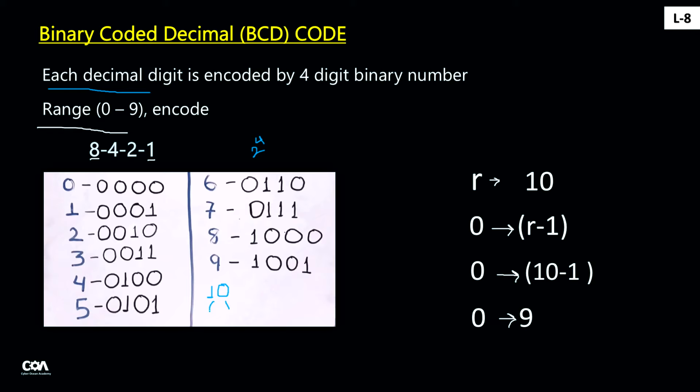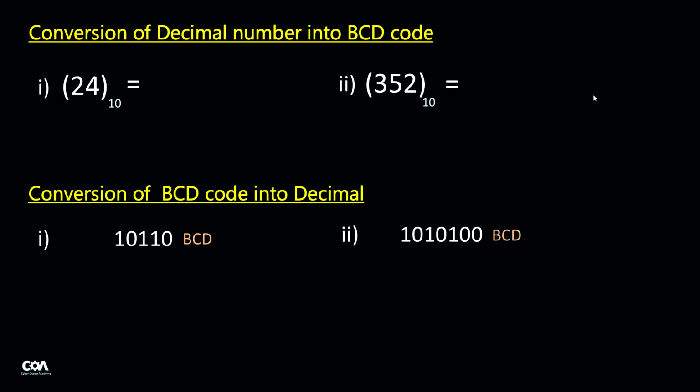So now how will we convert a number which is greater than 9 into BCD format? Let's see. Now, conversion of a decimal number into BCD code. Our first example is 24. 24 is a decimal number where the decimal digits are 2 and 4. So what will we do? We will write the equivalent BCD code of each decimal digit.